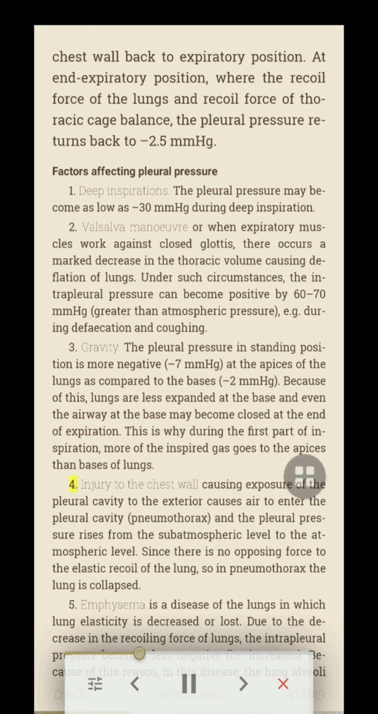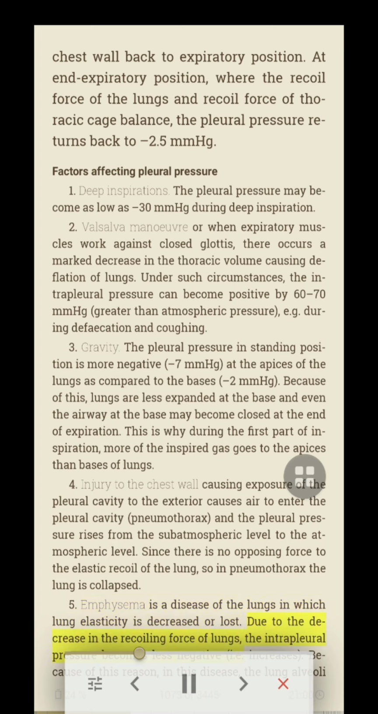4. Injury to the chest wall causing exposure of the pleural cavity to the exterior causes air to enter the pleural cavity, pneumothorax, and the pleural pressure rises from the subatmospheric level to the atmospheric level. Since there is no opposing force to the elastic recoil of the lung, in pneumothorax the lung is collapsed.